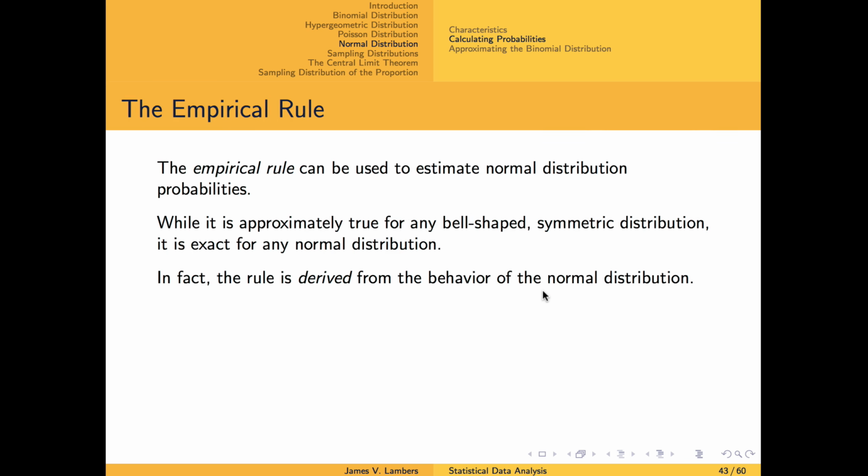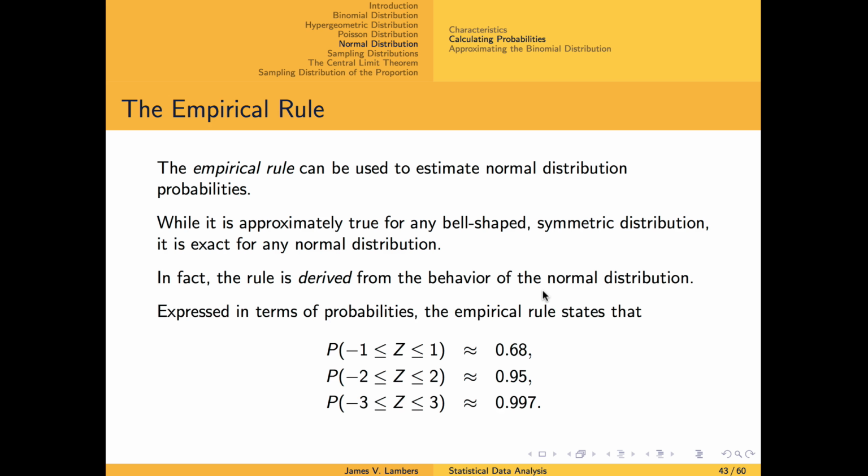The empirical rule is useful for estimating probabilities for any bell-shaped symmetric probability distribution, and in fact it is derived from the behavior of a normal distribution. The empirical rule states that if a random variable follows a bell-shaped symmetric distribution, then approximately 68% of its outcomes fall within one standard deviation of the mean, and then 95% fall within 2 standard deviations, and 99.7% fall within 3 standard deviations.